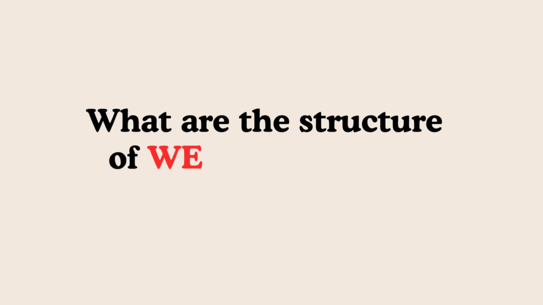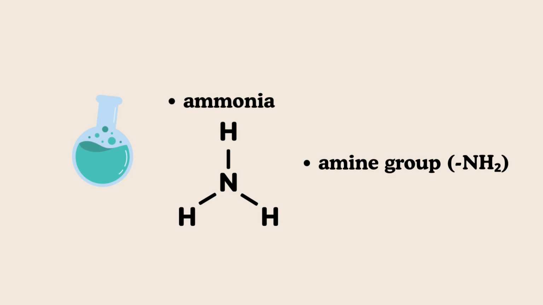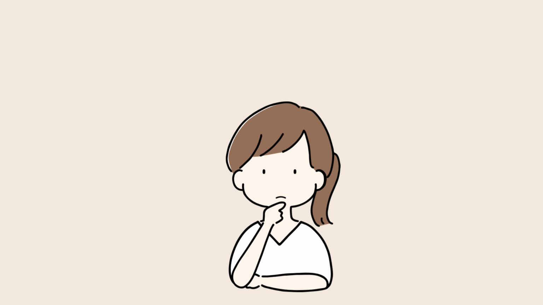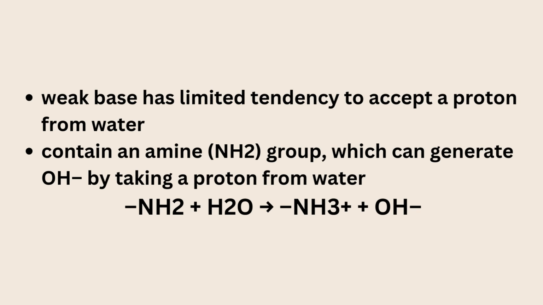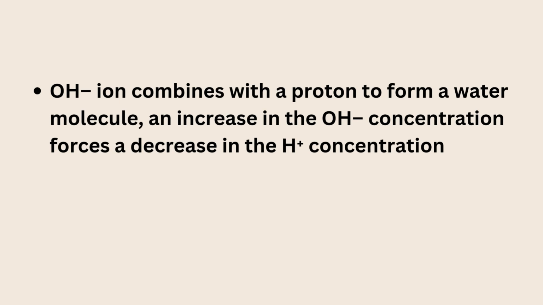What are the structures of weak bases that influence their role? Weak bases, like ammonia, have an amine group that can accept H+ ions. This makes them less dissociated than strong bases, but able to neutralize acids in the environment. A weak base has limited tendency to accept a proton from water. Weak bases also contain an amine group, which can generate hydroxide ions by taking a proton from water. Hydroxide ion combines with a proton to form a water molecule. An increase in the hydroxide ion concentration forces a decrease in the hydrogen ion concentration.